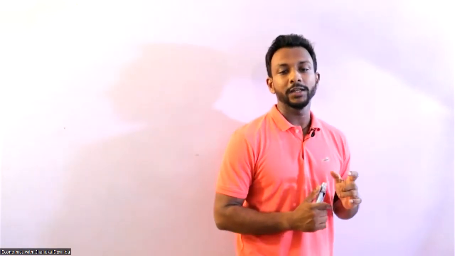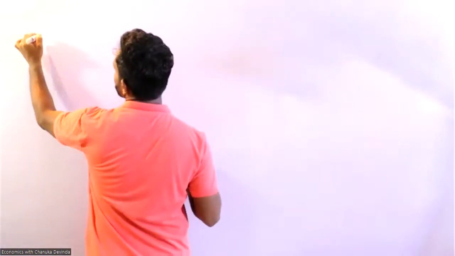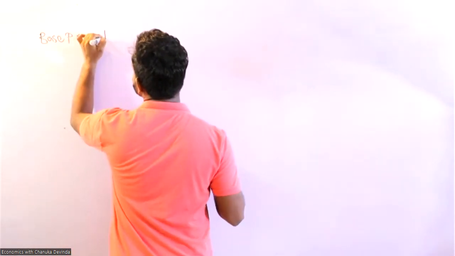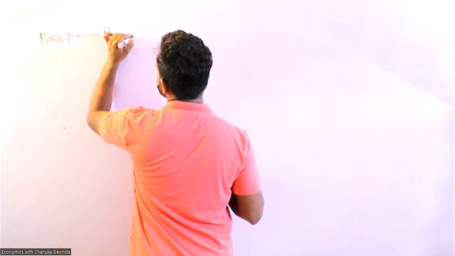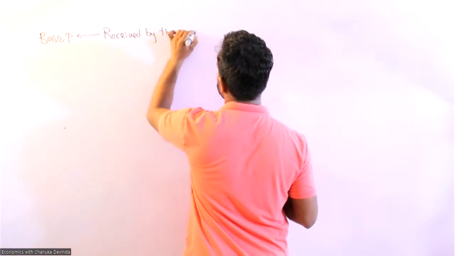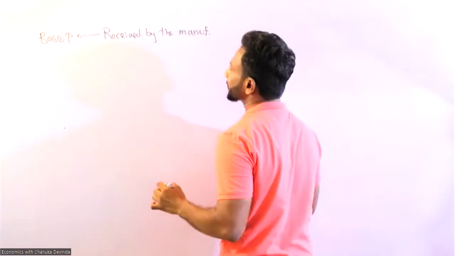Right. So the first one is base price. The base price is the price at which the manufacturer prepares and sells his product or service. It shows the income gained by the manufacturer per unit of output. So the base price is the price received by whom? Received by the manufacturer, right?